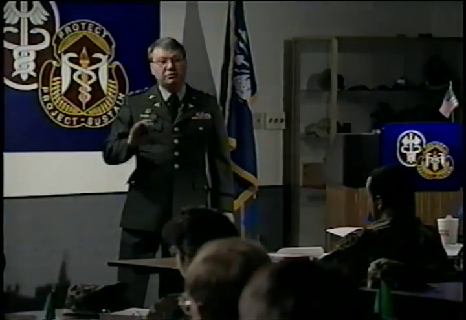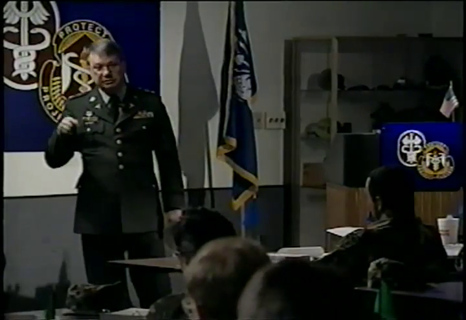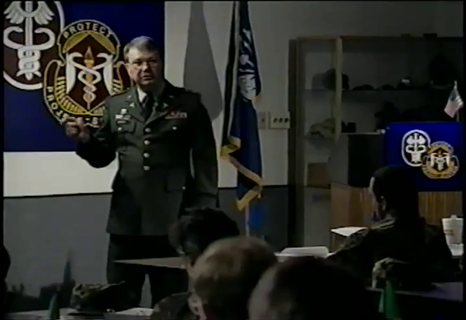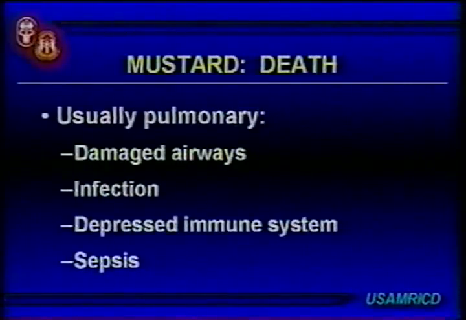When you die with all these agents, by and large, you die a pulmonary death. I mean, all of them. Not just the vesicants, not just the pulmonary agents, nerve agents, all of them. It's essentially a pulmonary death. With mustard, there are three types of pulmonary deaths, okay?